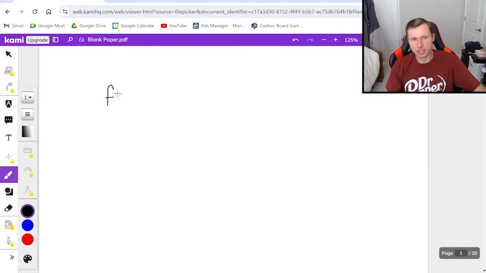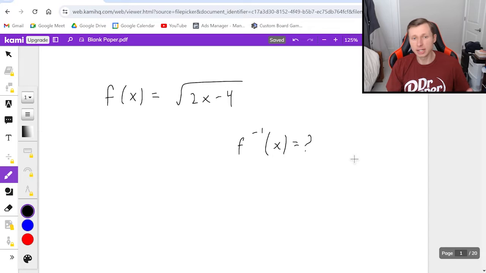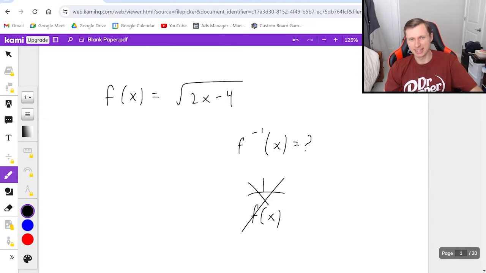So first you start with some function, like let's say f of x equals the square root of 2x minus 4. And I want to find f inverse of x, which they usually write like this with the minus 1 power. Now that minus 1 power does not mean minus 1 power, it means the inverse of f of x. It also does not mean this. This is very bad, don't do this. Just write it like this.